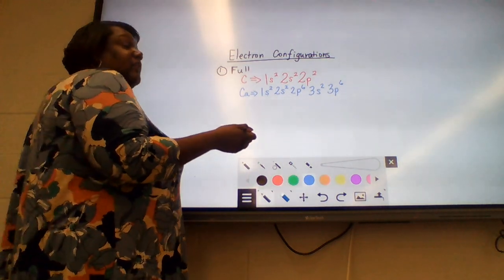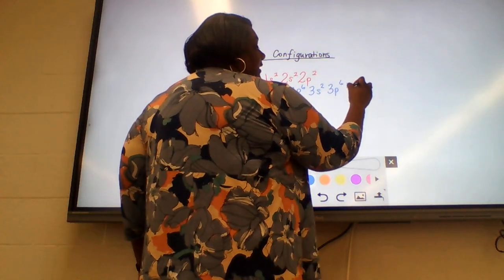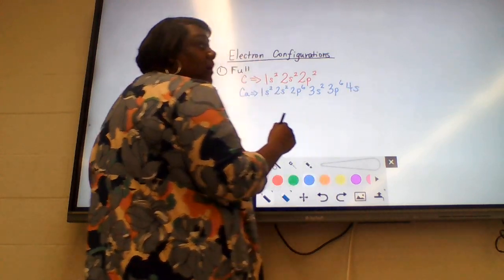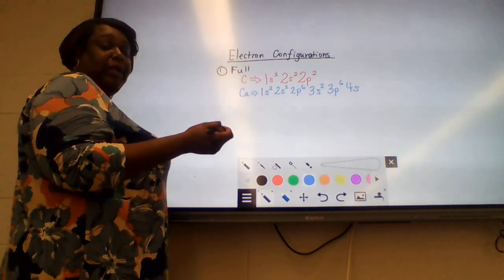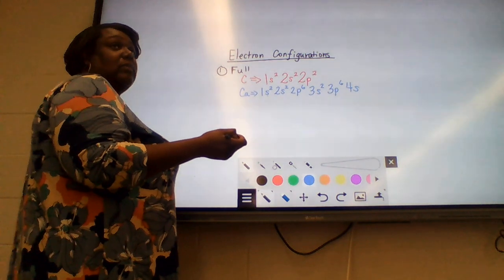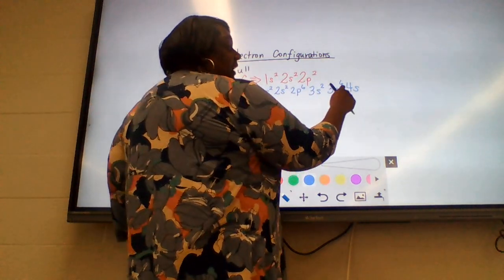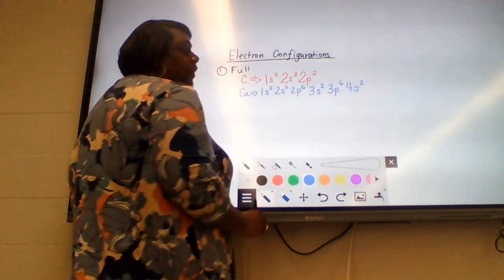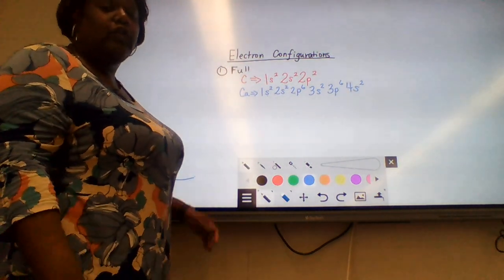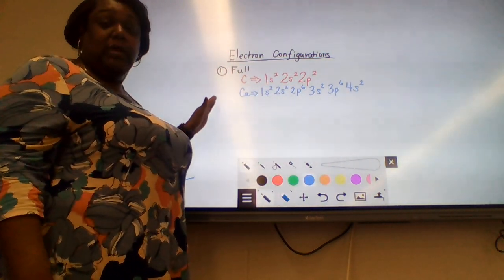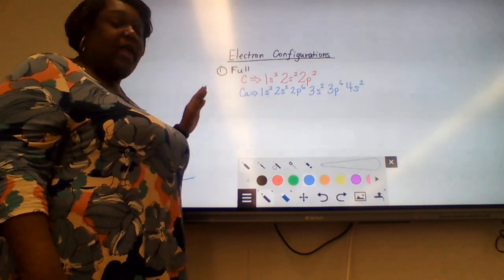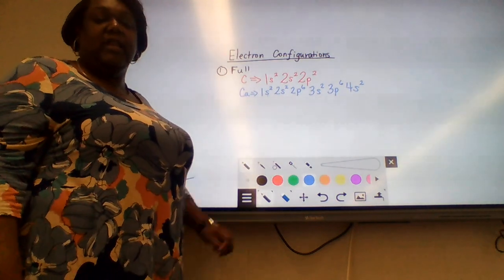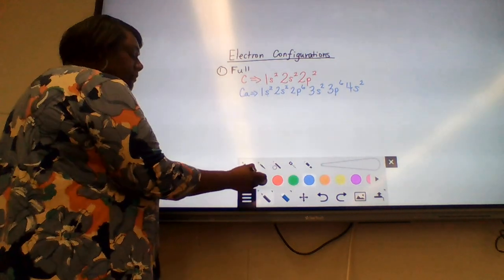After 18 comes 19. Element 19 is on row 4. It's located in the S block. And so if I'm only going to calcium, then element 19 is my 4s1, element 20 would be my 4s2. So when you have a full configuration, again, you have to show me everything from the element hydrogen to the element that I asked you about.